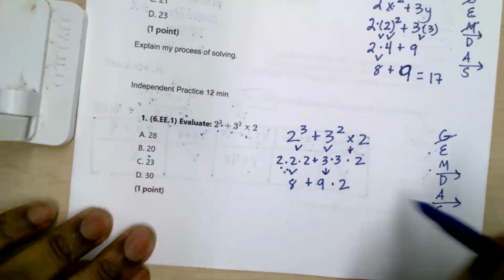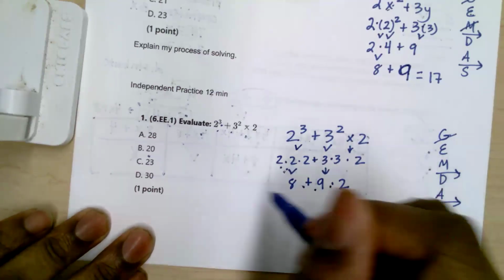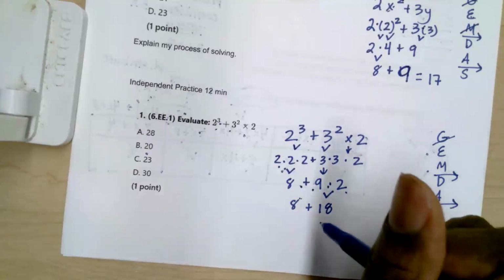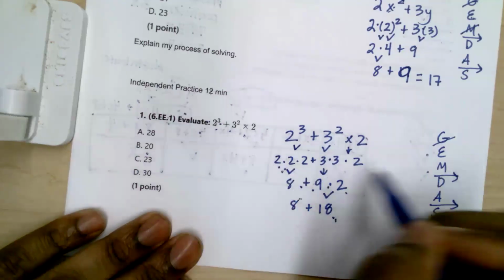Now, see, this is why GEMDAS is very important. Because based on GEMDAS, are we going to add first or multiply? A lot of people will add first. They will do 17 times 2, and that is not correct. So, based on GEMDAS, you need to multiply first, which is 18. And 18 plus 8 is... something's off. I could double check it to make sure, because I don't think the answer is here. If you don't see an answer choice, it's good to go back.